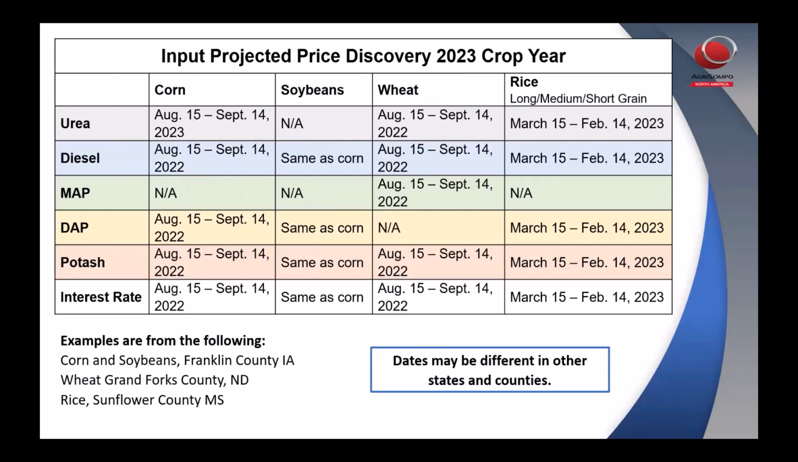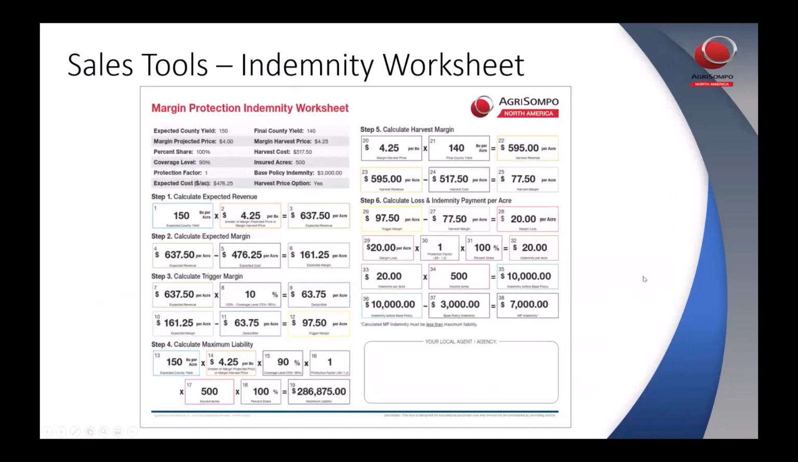I think the key again with margin protection and margin protection with harvest price option is, do you correlate? Do you have these same expenses on your farm? More than likely you do. So it makes margin protection a very good option for you if again, your yields correlate and your expenses correlate to the larger broad area in the county. I like it. I think the timing is good on the product. It's not a fit for everyone out there.